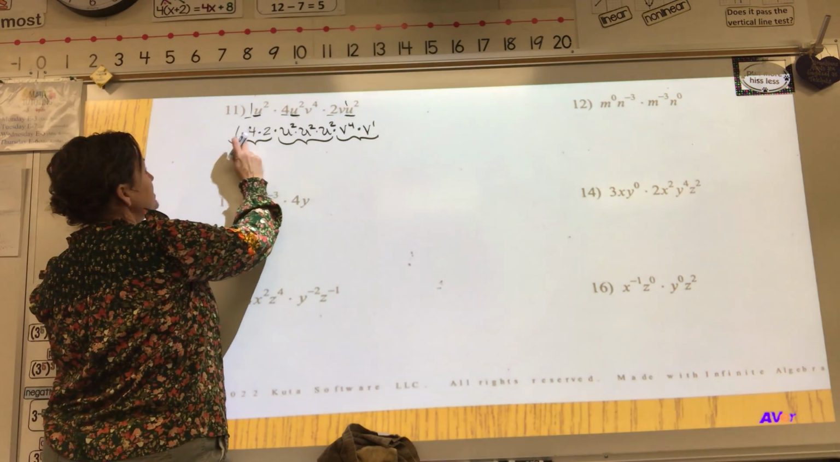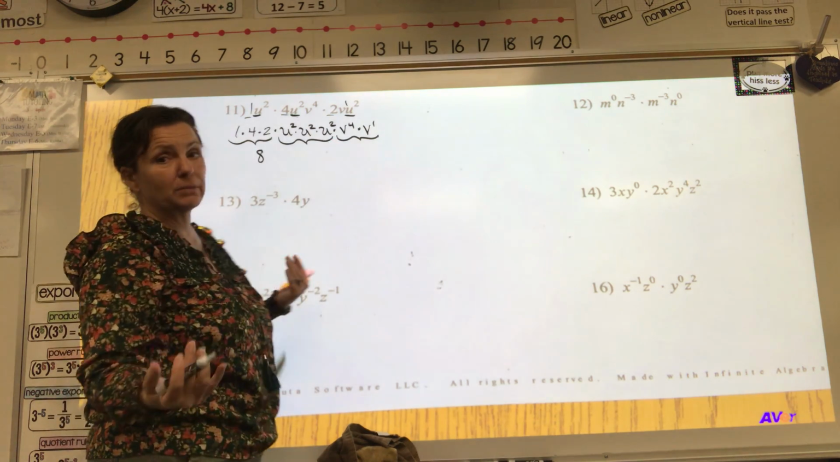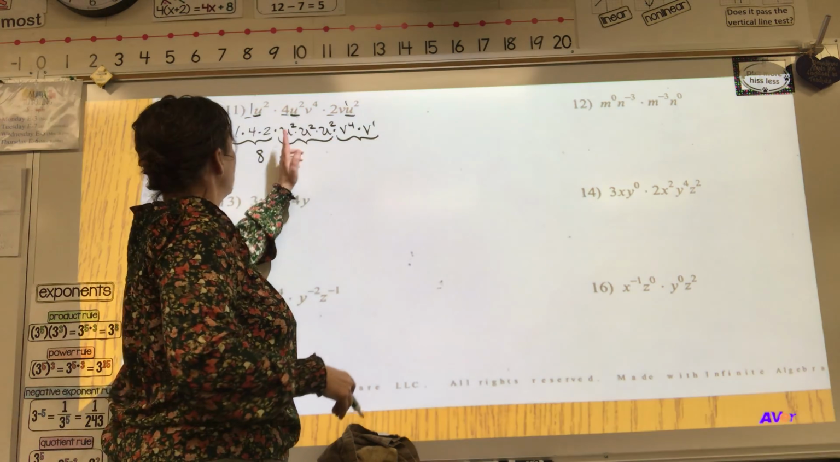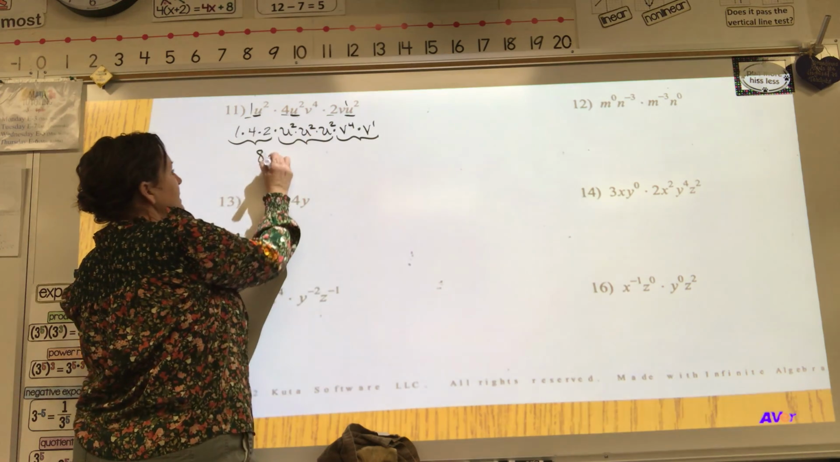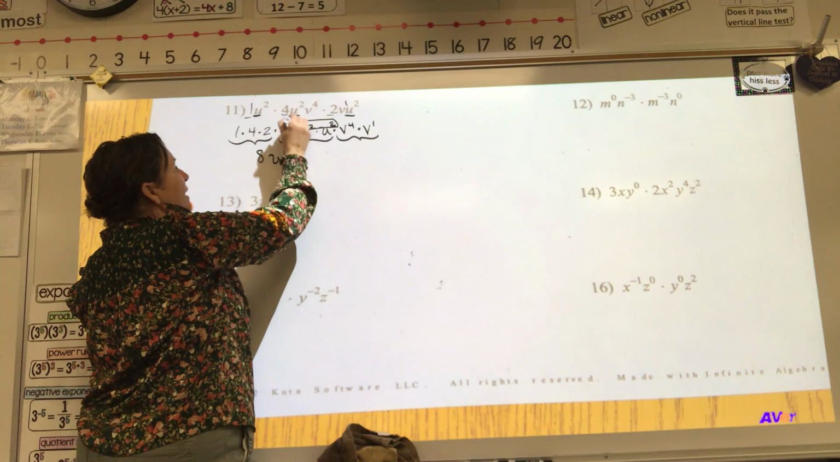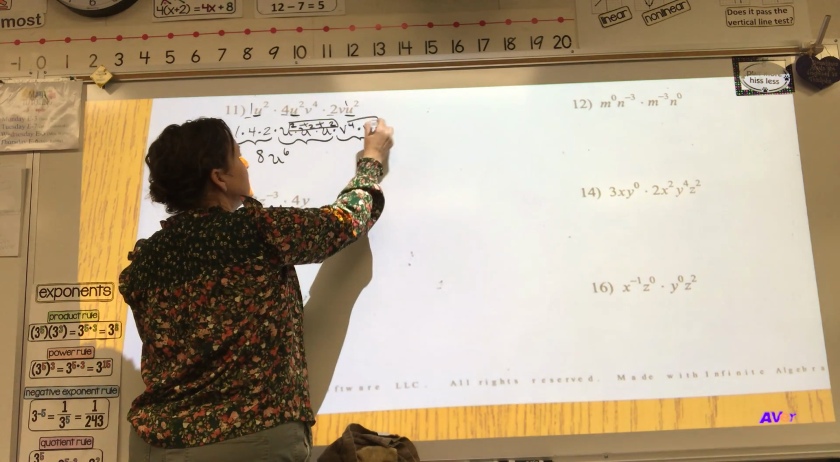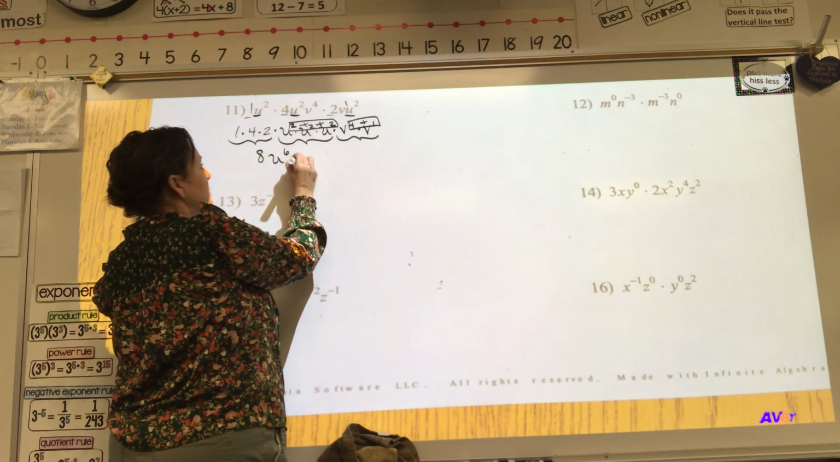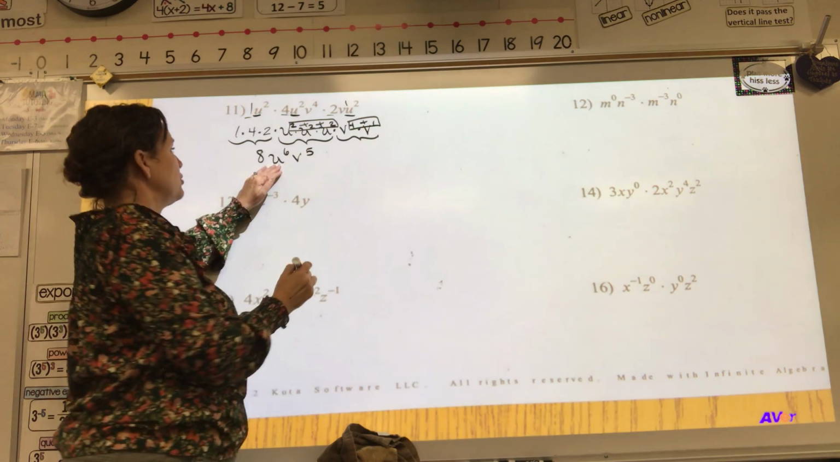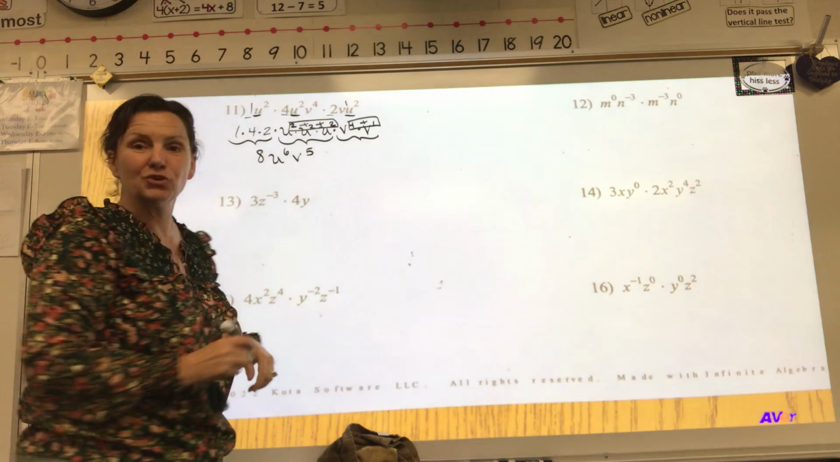So we have 1 times 4 times 2, which is 8. We have lots of U's. Make U something you're going to relate to like an umbrella. 2 umbrellas, 2 umbrellas, 2 umbrellas, you got 6. Remember, when we have the same base, we add our exponents. So that's a U, curvy, with a 6, and that's a V with a point and 5. Cool beans, did you get it?